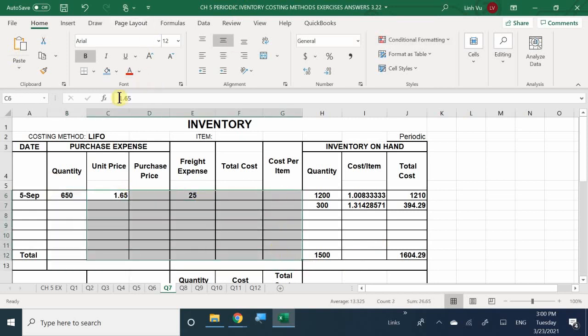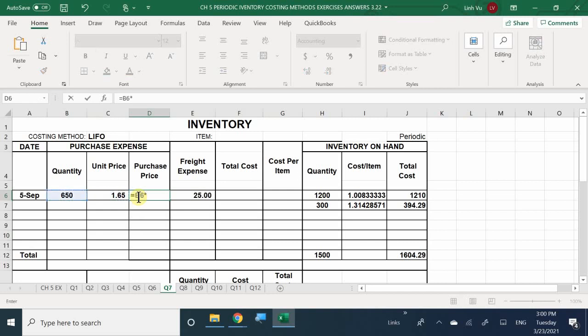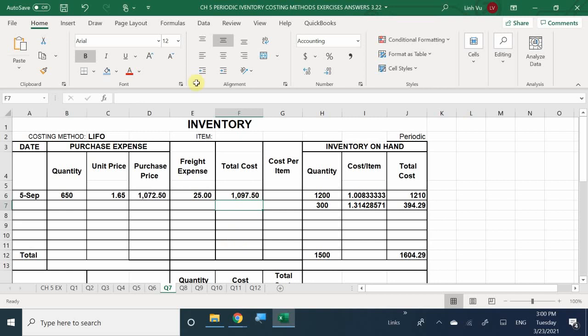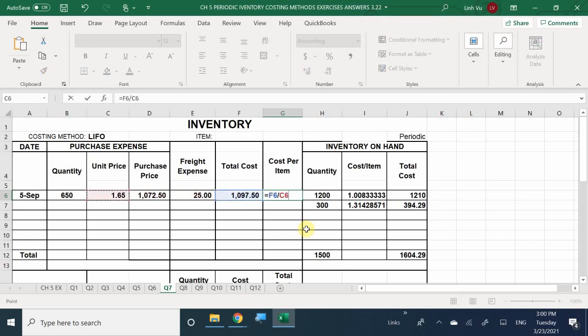So what is my total purchase price? $1,072.50. Okay, so once again, $1,072.50. Good. Plus 25 gives me a grand total of $1,097.50. Now, what is my total cost per item? $1.69. Okay, perfect. So once again, we will round this at the very end.